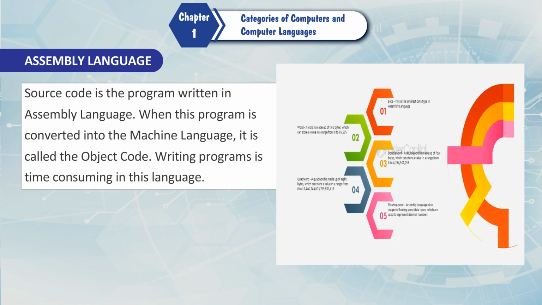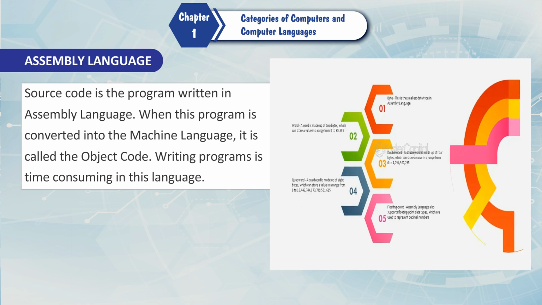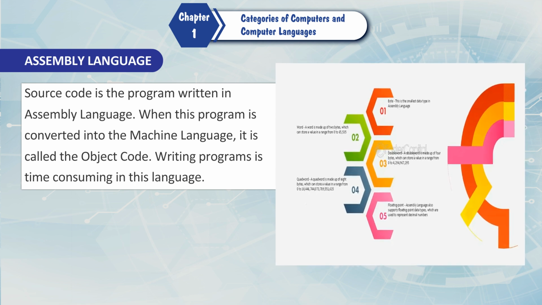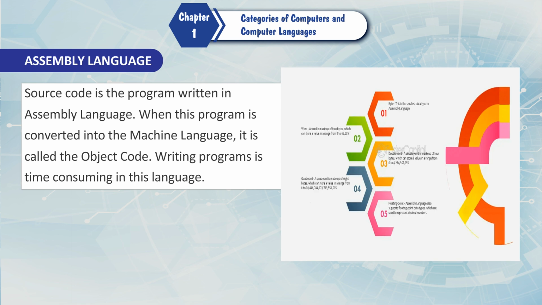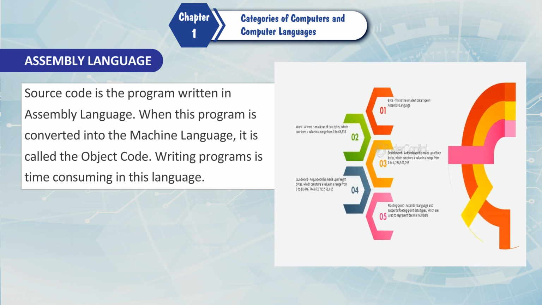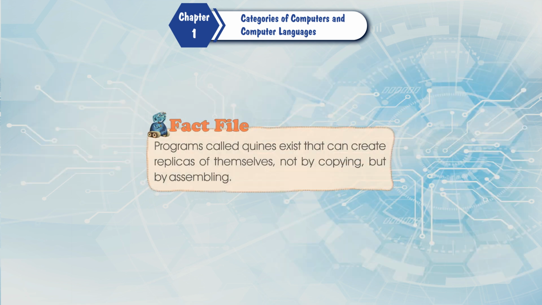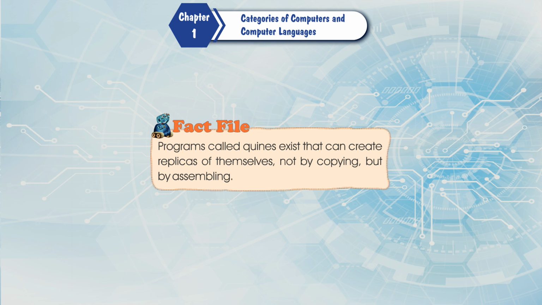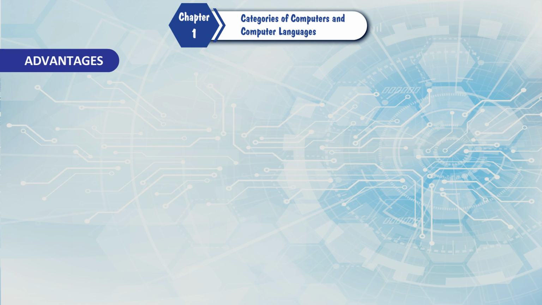Source code is a program written in assembly language. When this program is converted into the machine language, it is called the object code. Writing programs is time-consuming in this language. Fact file. Programs called coins exist that can create replicas of themselves, not by copying but by assembling. Advantages.